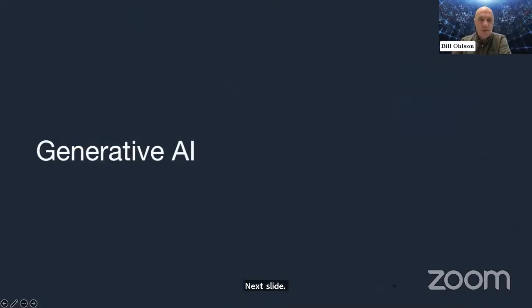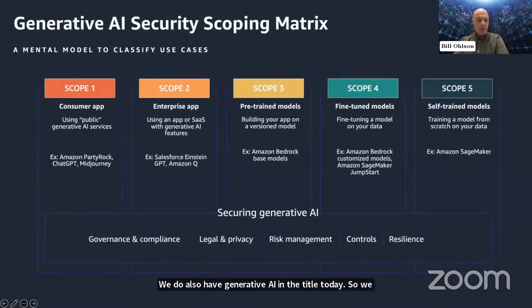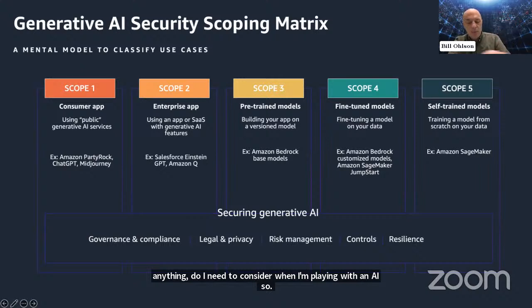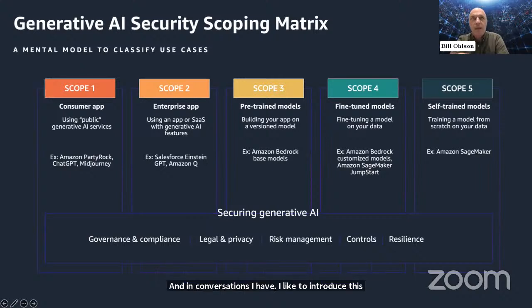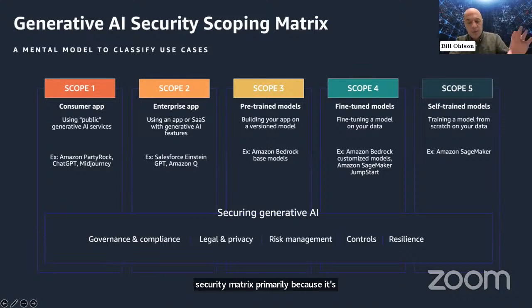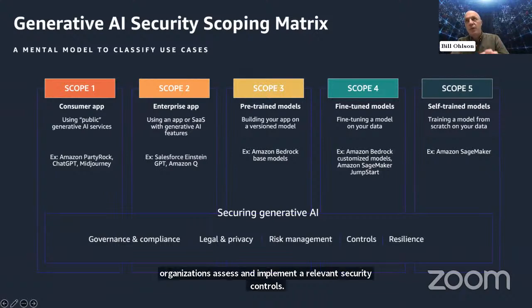So we do also have generative AI in the title today, so we want to dovetail to that. We've got the backdrop of zero trust, how zero trust architecture can work in some common use cases. The question often comes up: what, if anything, do I need to consider when I'm playing with Gen AI? In the conversations I have, I like to introduce this security scoping matrix, primarily because the intent is to provide a mental model to help organizations assess and implement relevant security controls based on what they're doing with AI.